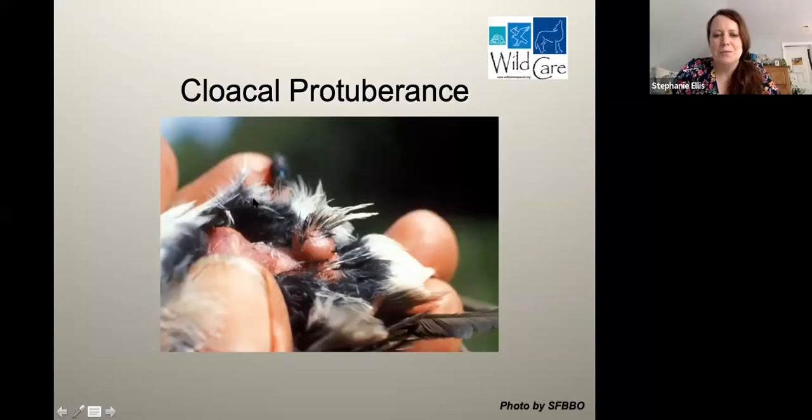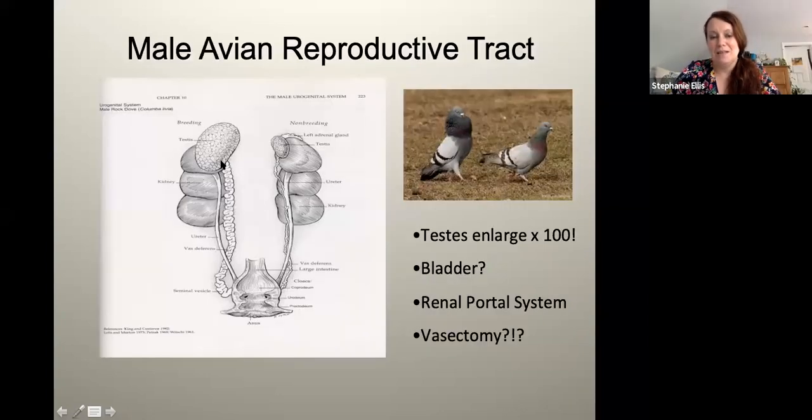So, back to my photo. This is fascinating in birds. Do you see this coming from the testes, this squiggly tube? This is the vas deferens. Just like mammals, this is how sperm is transferred from the testicles.